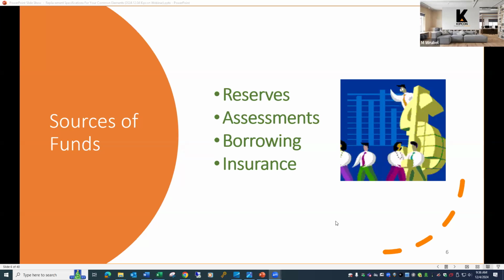Of course, there's also the option of borrowing, in the case of something going wrong, like a fire or weather damage, or perhaps earthquake damage. There may be some money available through the insurance policy for such disasters.